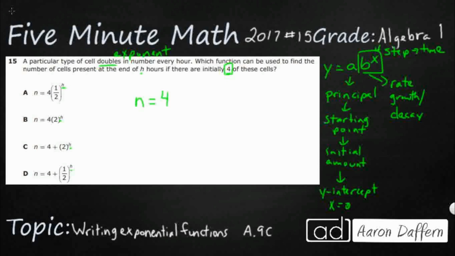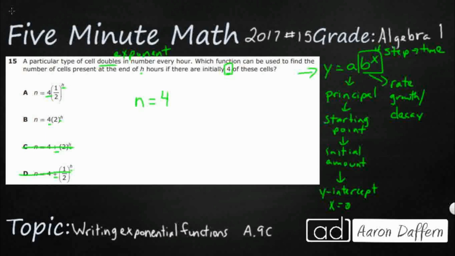Now, all of these have 4. Take a look at C and D, though. In C and D, we're adding these, right? And there is no addition in our standard form. We just multiply a times b to the x power. So we can get rid of C, we can get rid of D.